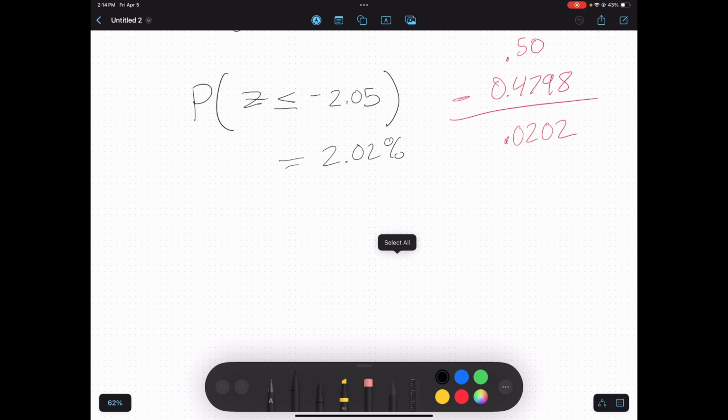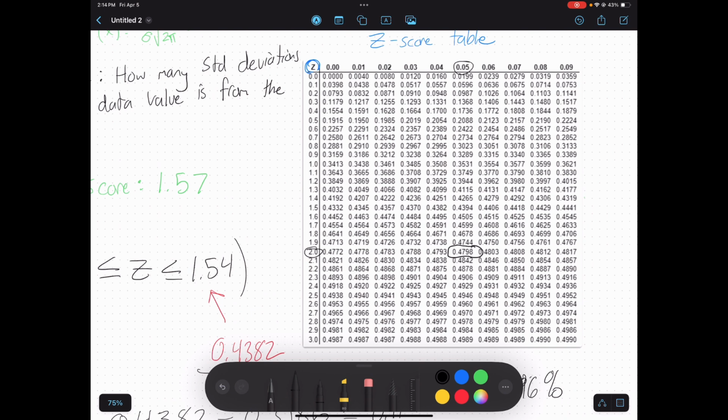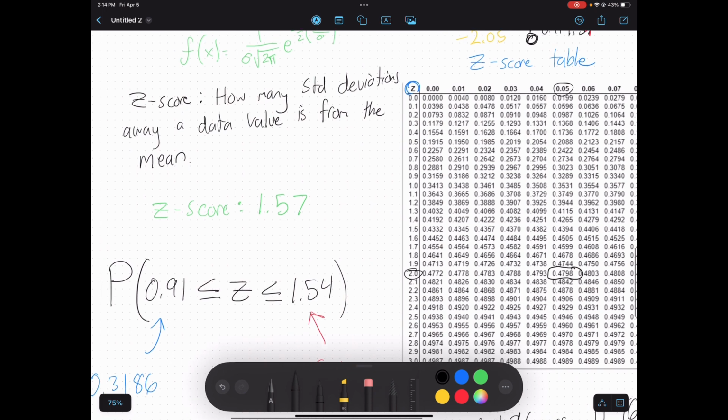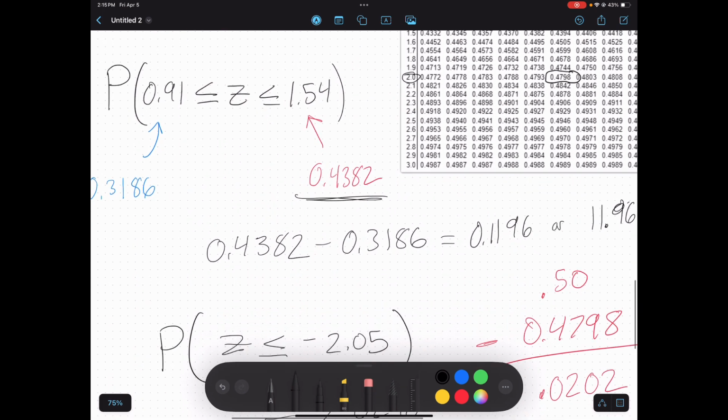How does this relate to actual data? Well, it all boils down to if you want to use this table, your data needs to be in terms of z-scores. And once again, what is a z-score? A z-score is how many standard deviations a data value is from the mean.